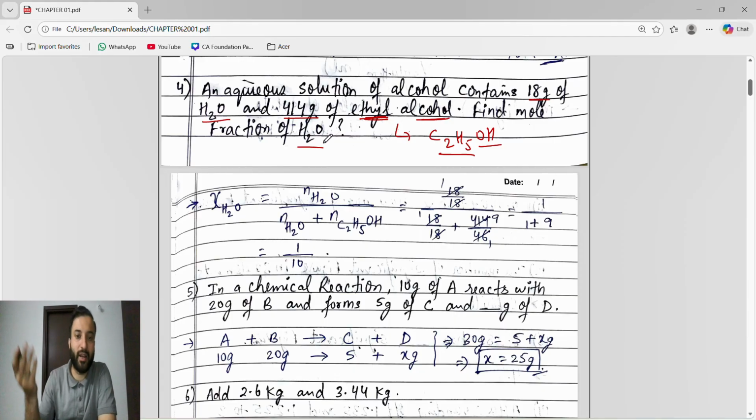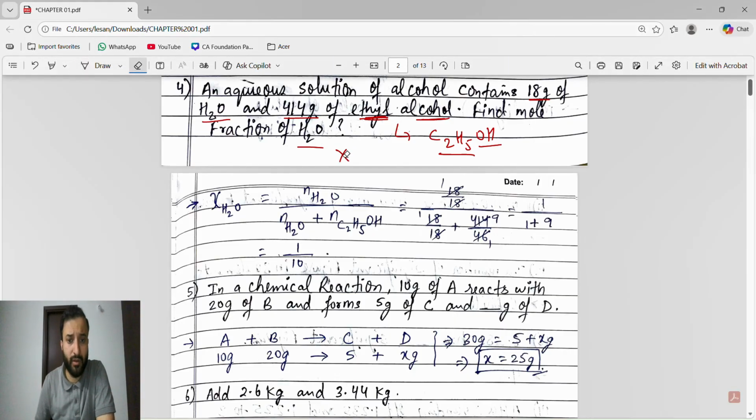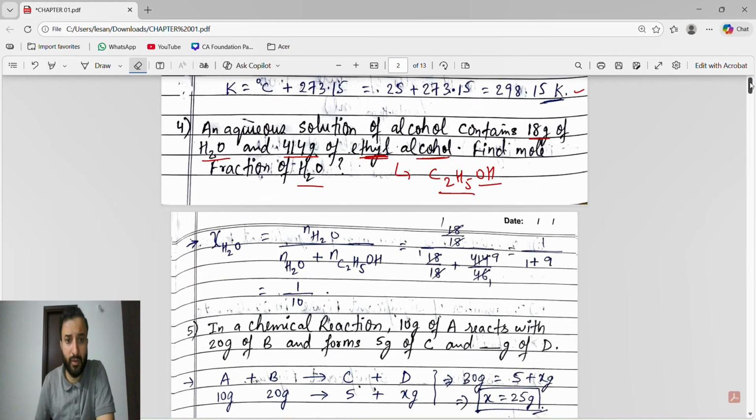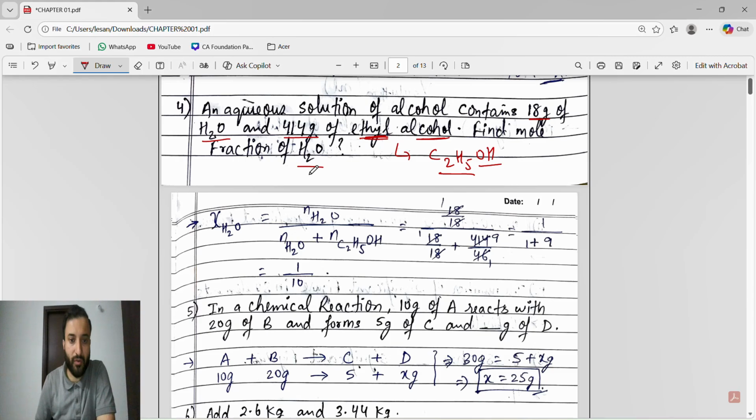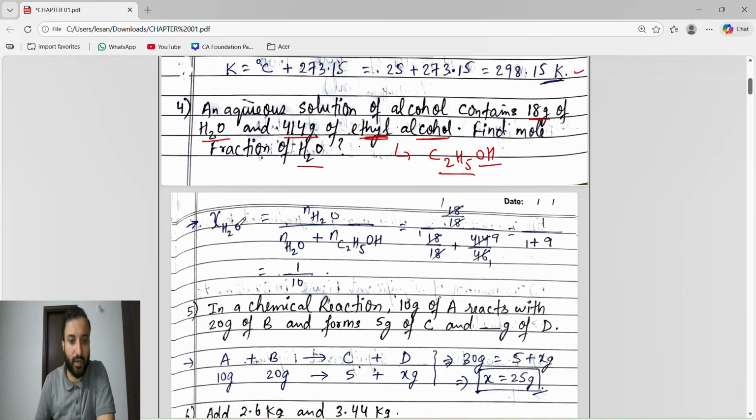Mole fraction we know, right? Mole fraction is represented by X, it is chi. So we have to find the mole fraction of H2O, water. So guys, what is the formula of mole fraction of water? Number of moles of water divided by number of moles of water plus number of moles of ethyl alcohol.